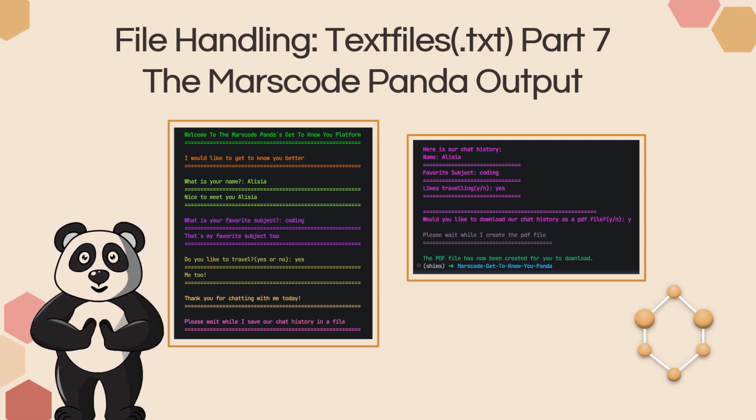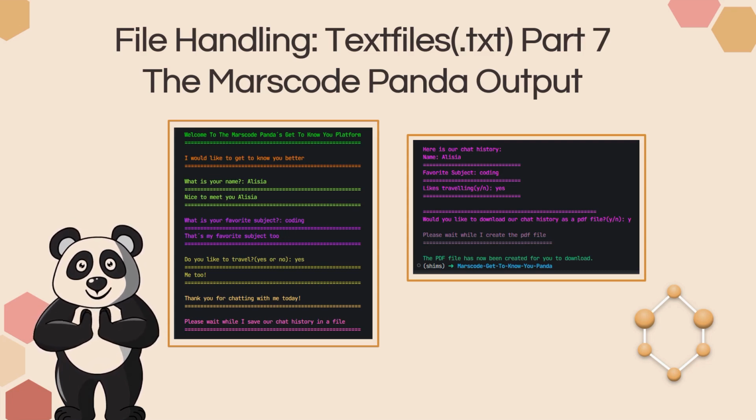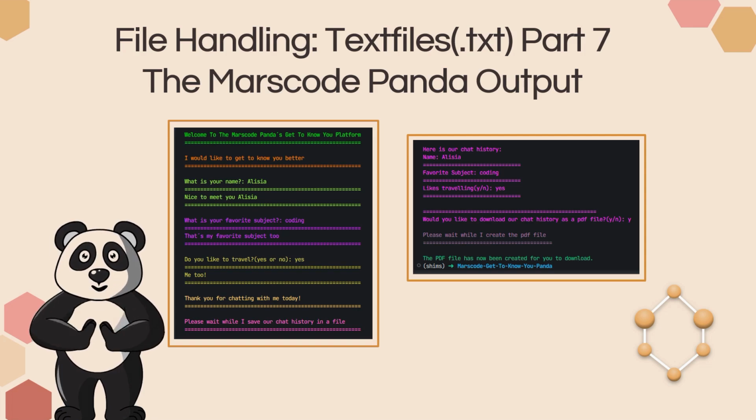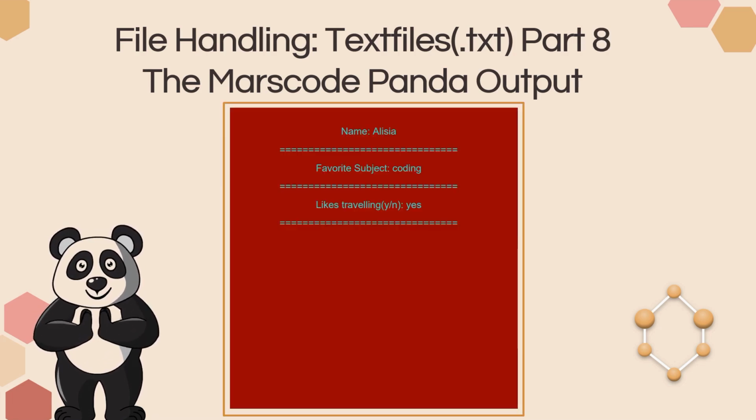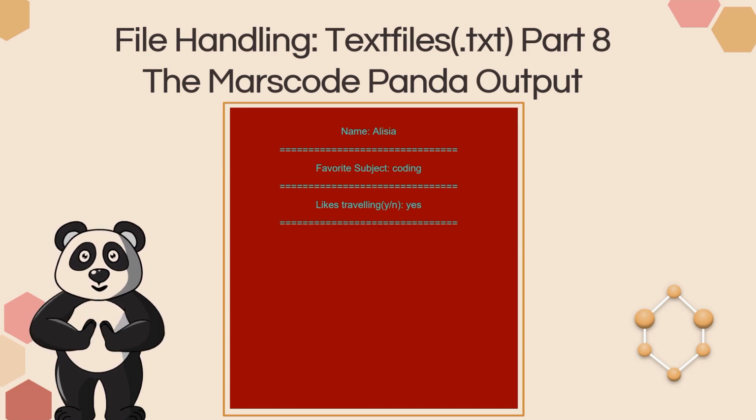We're basically displaying that information that's saved in a text file called chat history, where it shows the name, the favorite subject, and the response of whether you like to travel or not. Afterwards, the question is being posed to the user that says, would you like to download our chat history as a PDF file? If the user responds with a Y or yes, then it would say, please wait while I create the PDF file. And finally, it would say the PDF file has now been created for you to download. So this is the run of the program, and this is the output of that run of that program.